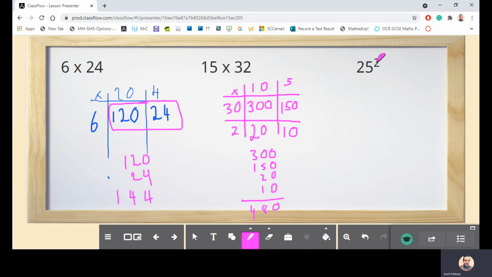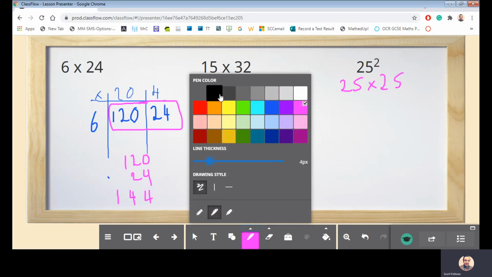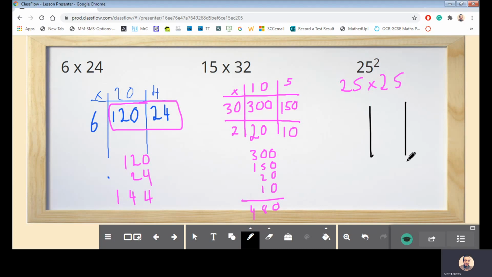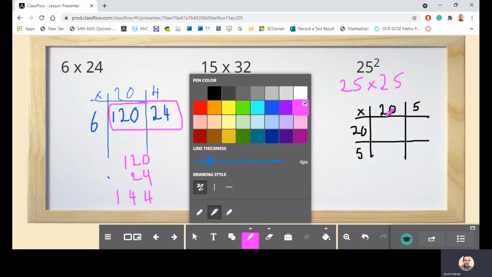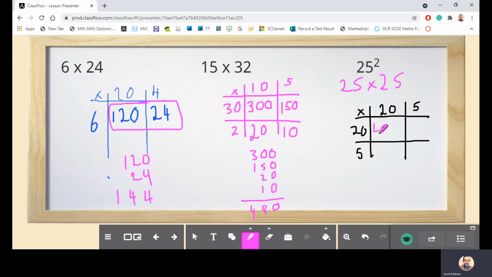Okay, 25 squared. It's usually a square question in the exam somewhere. Remember, this means 25 multiplied by 25. So to draw out a grid again, we're splitting it into tens and units. So we need 2 along the top and 2 down the side. We've got 20 and 5, 20 and 5. And inside the boxes then, we're going to do 20 times 20, so 2 times 2, which is 4. Bring the 2 zeros. 2 times 5, which is 10. Bring across the 0, makes 100.